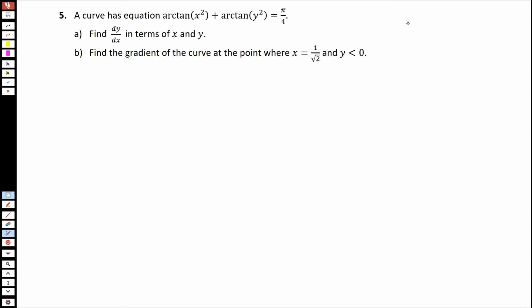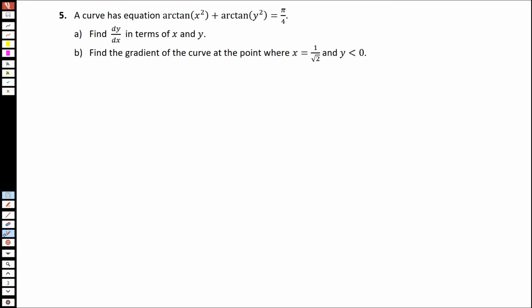In this question, it's given that arctan x squared plus arctan y squared is equal to pi over 4, and you are required to find the derivative of this equation in terms of x and y. So for part A, these are inverse trig functions, so we'll apply the formulas that we discussed previously.